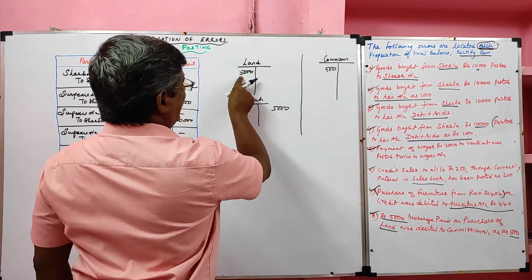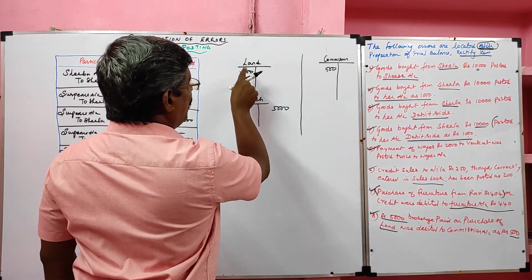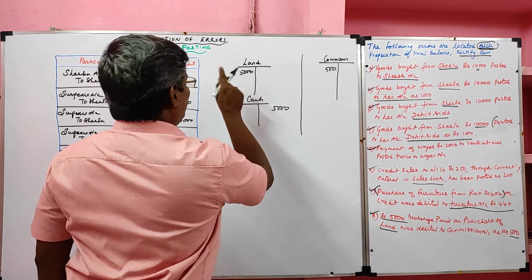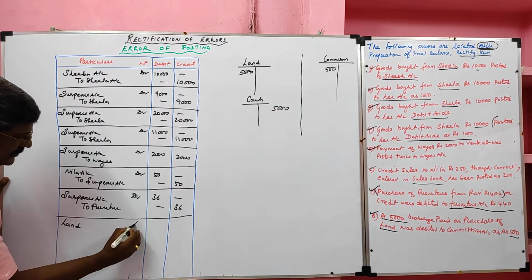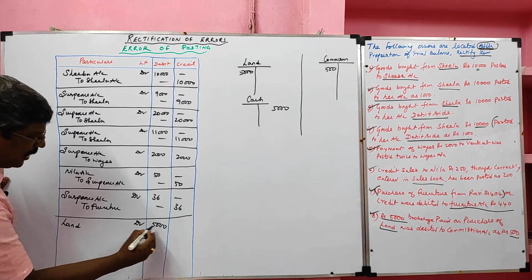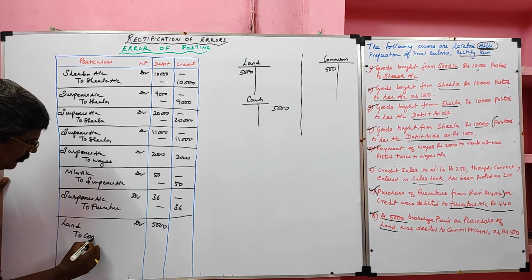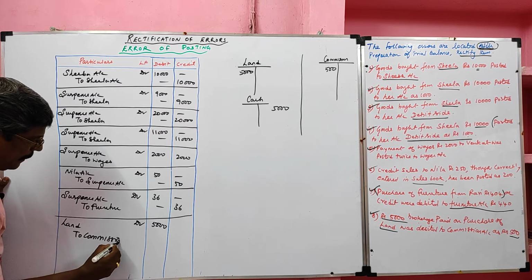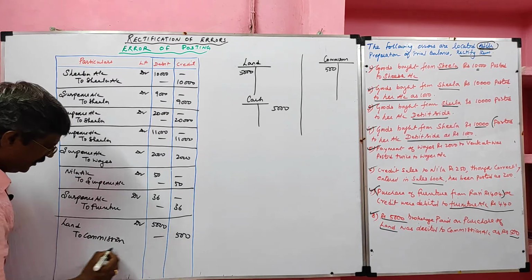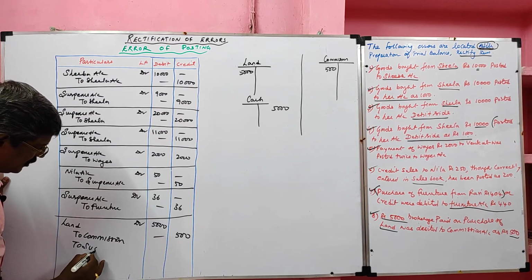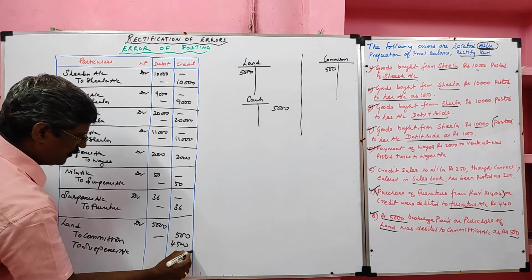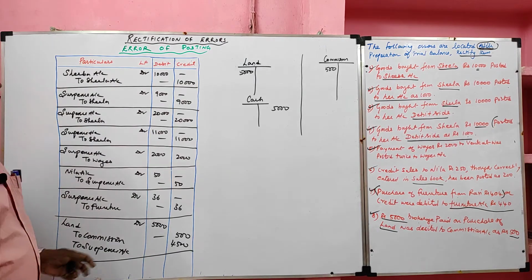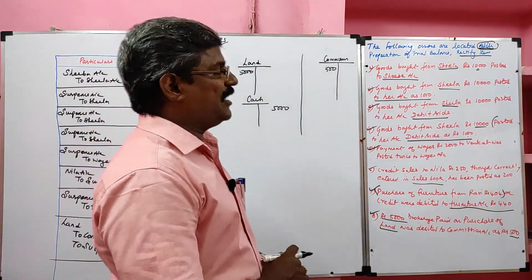Correct posting is land. How much are we supposed to post? 5000. So land should be debited with 5000. So the rectification entry is land, the correct posting, 5000. Commission should be cancelled, it will go to the credit side. The shortage is transferred to the suspense account. Value 4500. Students, we solved errors of posting.